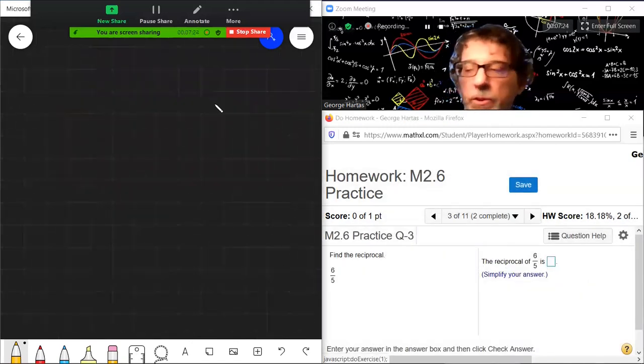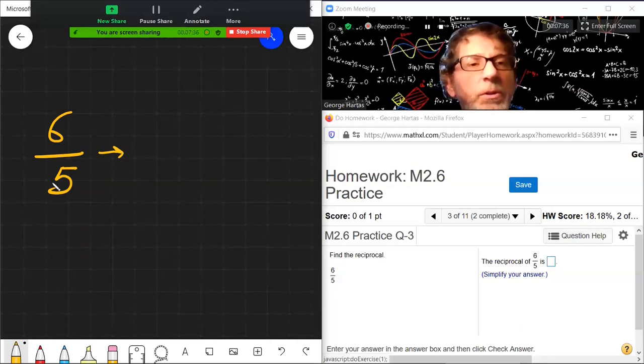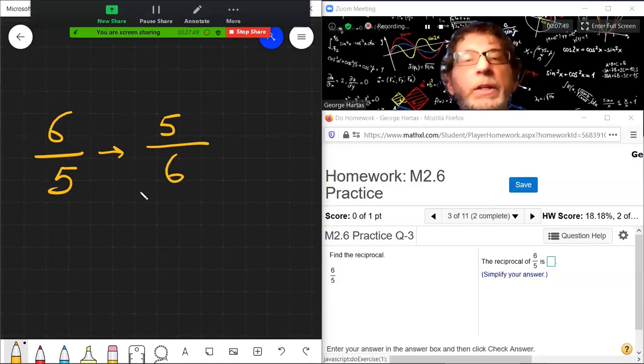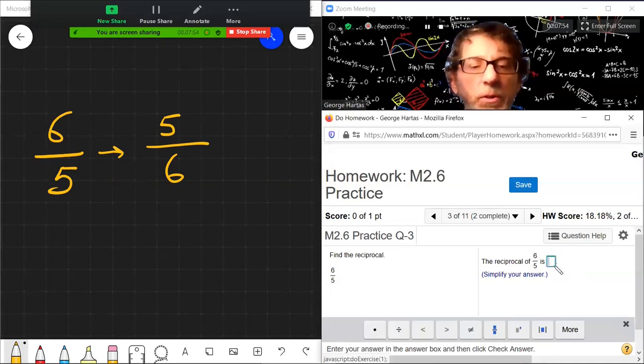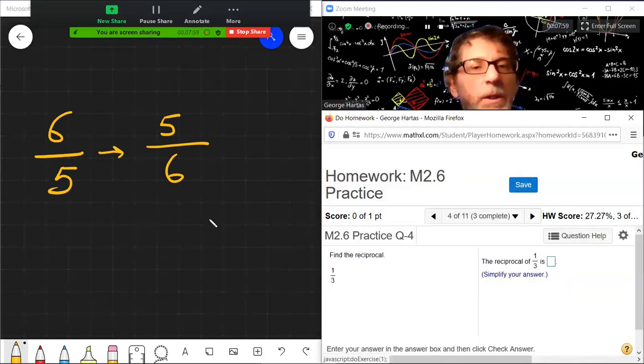All right, so now we got 6/5, and I think you're probably getting the hang of it, right? So we have to find the reciprocal, so we change positions of denominator and numerator, so the denominator becomes the numerator here, the numerator becomes the denominator here, and there it is. So 5/6. All right.